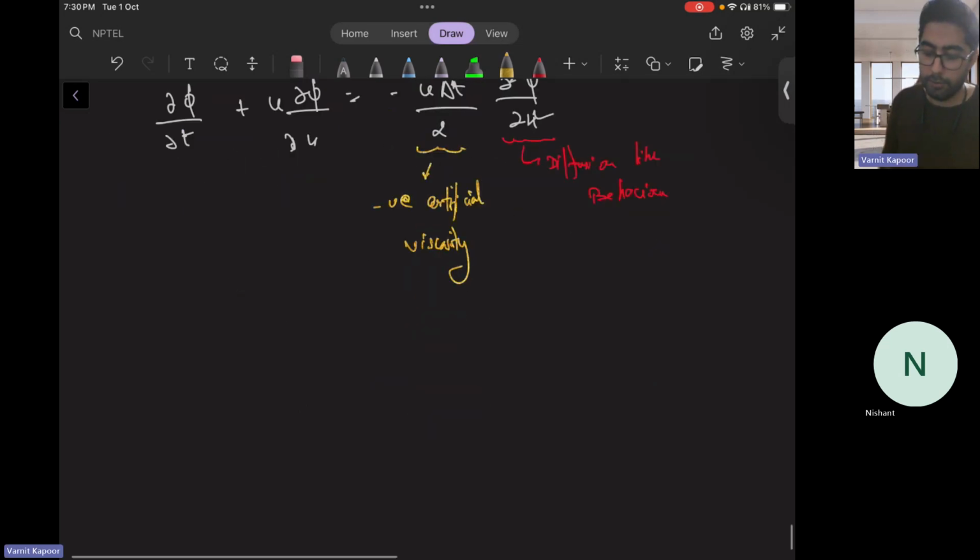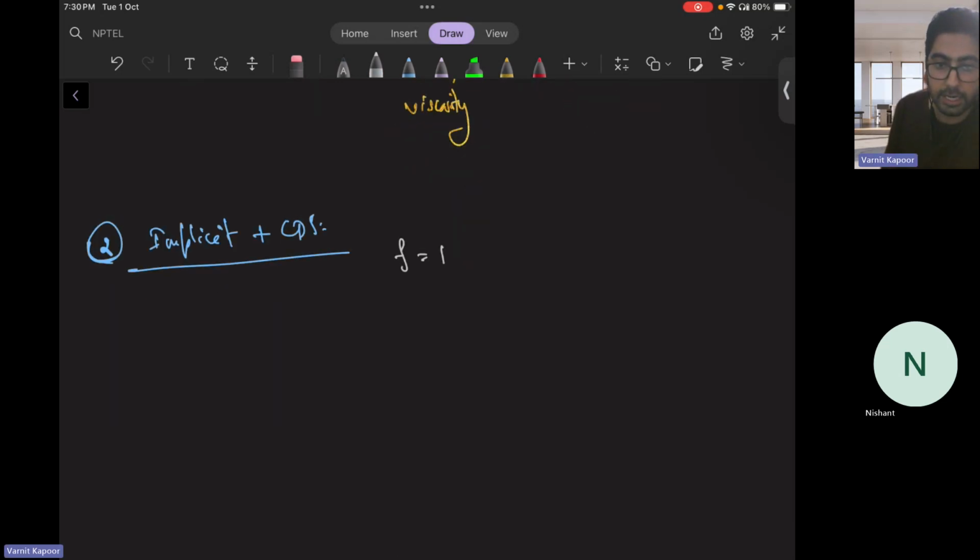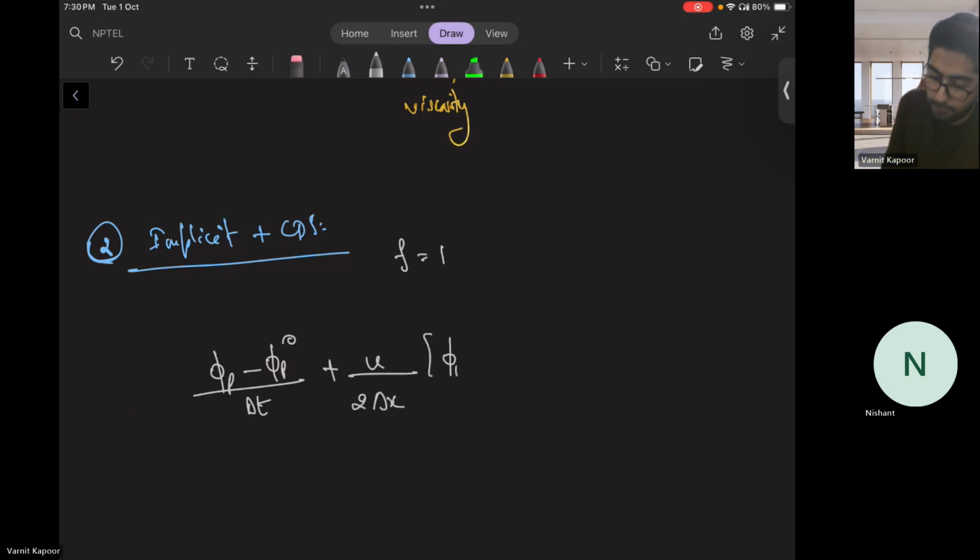Now we will proceed to the second case, where you will use implicit instead of explicit: implicit CDS. Implicit means the factor f will be 1. After putting the values and rearranging, your equation will come out to be phi p minus phi p naught by delta t plus u by 2 delta x times phi e minus phi w equal to 0. So it is a linear system? Yes, it is. At every delta t, a linear system needs to be solved here.